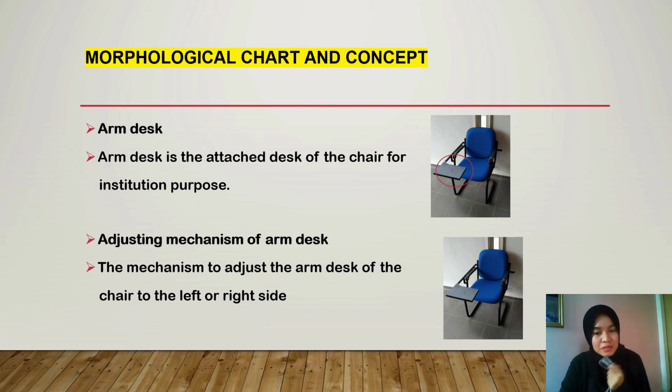Second, the adjusting mechanism of the arm desk. It is the mechanism to adjust the armrest of the chair to the left and right side. The degree of the table must be perpendicular towards the person who sits on the chair. The portable mechanism is placed at the leaning back.